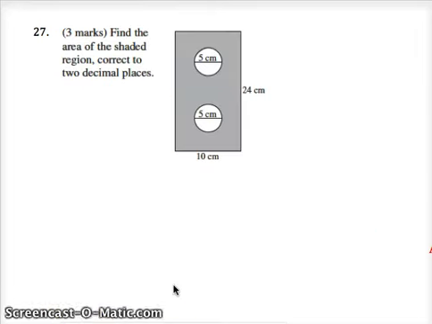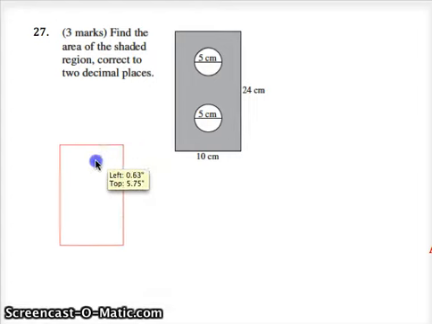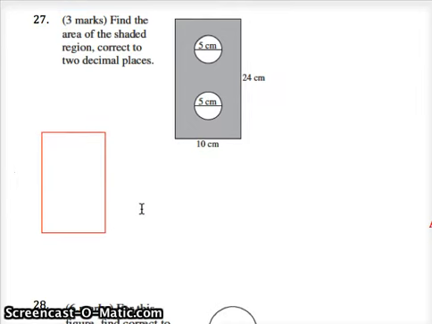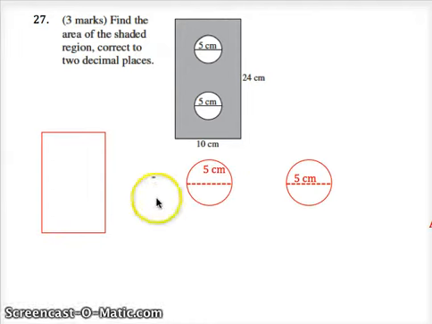Now for question 27. In this question, we're asked to find the area of the shaded region. Now, we can see that we've got a rectangle here and that two circles have been cut out of it. So to find the area of the shaded region, we need to find the area of the rectangle, and then we're going to take away the area of the two circles. So I'll just set that up. Okay, so area of that rectangle minus the two circles.